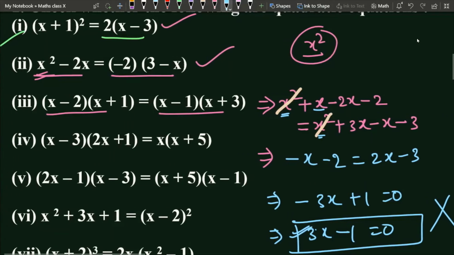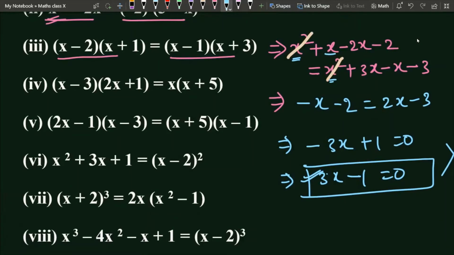Okay, let us predict this fourth one. This is an exercise question, exercise first question, fourth of first one. x into 2x, it will be 2x square in the left hand side. x into x, it will be x square. So 2x square minus x square, that means there will be x square present in the expansion of this whole expression. That's why it is a quadratic equation. We just have to think about x square only. You will get the answer.